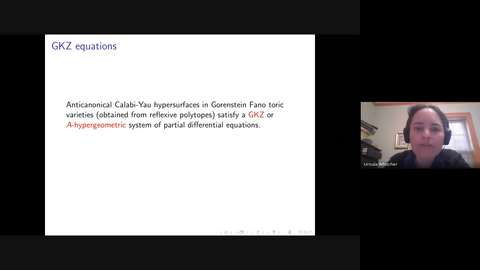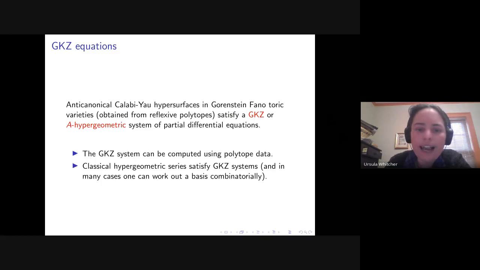And if we have three-folds, we can further get a GKZ, or sometimes called a hypergeometric, system of partial differential equations that gives us the periods. This is nice and combinatorial. You can use your polytope to get the description of your GKZ system. And GKZ systems are again linked to classical hypergeometric series. And in lots of cases, you can even get a basis of hypergeometric solutions for your GKZ system. So if you're looking at the general anticanonical hypersurface, this is really naturally related to the GKZ system.